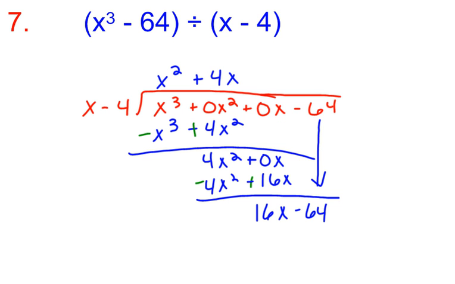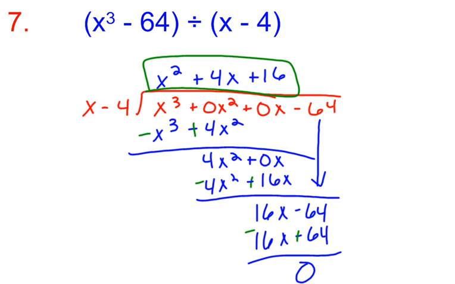What times x makes 16x? That would be 16. Distribute. I have 16x minus 64. And change my signs. My remainder is 0. So that is my answer. Number 8.